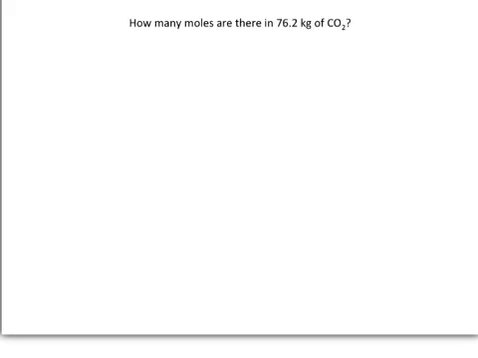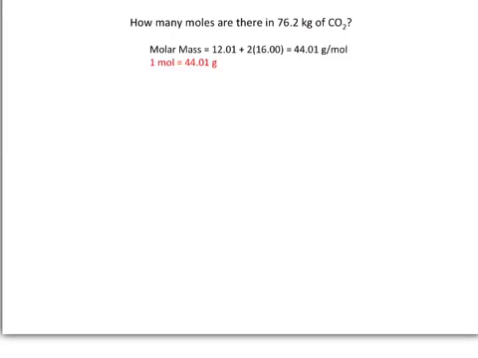Alright, in this example, we want to know how many moles there are in 76.2 kilograms of carbon dioxide. So again, this is going to be a two-step conversion because before I can go from mass to moles, I need to go from kilograms to grams. I'm again going to need the molar mass. So if I add those up, I have 1 carbon, I have 2 oxygens, so that gives me a molar mass of 44.01 grams. Or I can rewrite that as 1 mole is 44.01 grams. I also need the conversion between grams and kilograms. So I know that 1 kilogram is 10 to the 3rd grams.